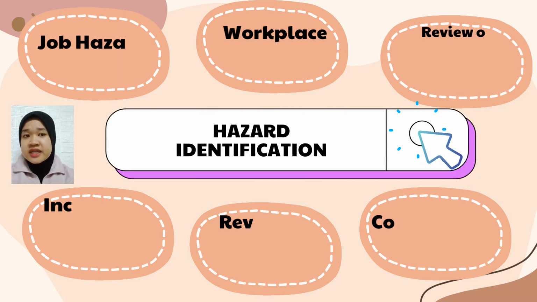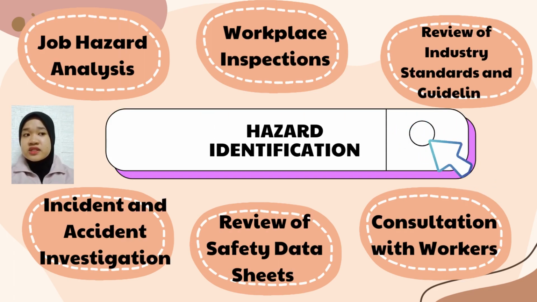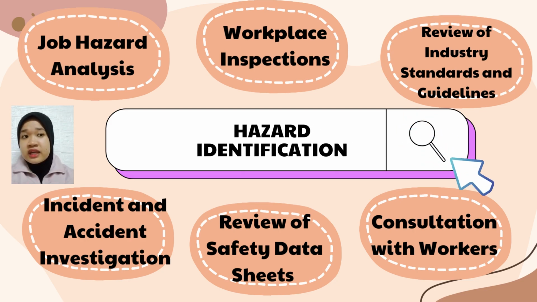Hazard identification. Hazard identification is a critical step in the risk assessment process. It involves systematically identifying and recognizing potential hazards that exist in the workplace. The purpose of hazard identification is to identify situations, substances, processes, or conditions that have the potential to cause harm to workers, visitors, or the environment.